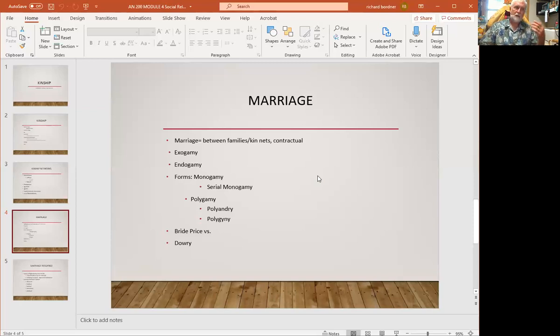Polyandry is actually quite rare. It's very rare for women to have multiple husbands. It was found in some areas of Western Micronesia, but I don't remember exactly what the context was. And in fact, most of those places changed radically after Spanish or American control. So they're generally not found anymore.